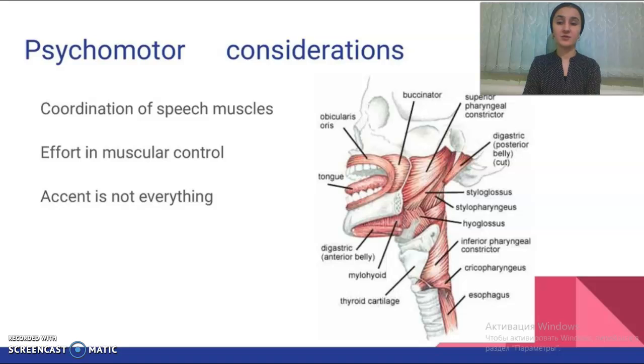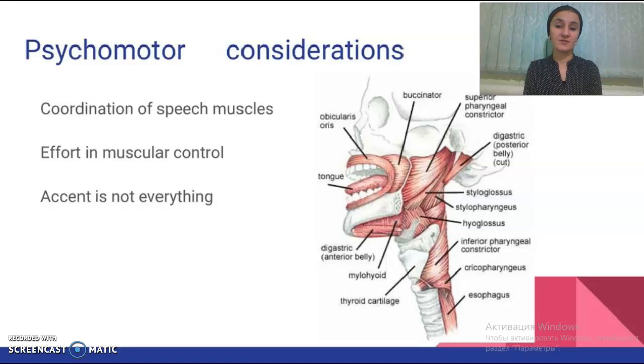So, psychomotor considerations. These are medical terms, as you see. Maybe we cannot understand all the terms. They are the things which are responsible for every skill, for accent, for our memory, for memorizing vocabulary, for grammar structure, for logic. So you can see them here.